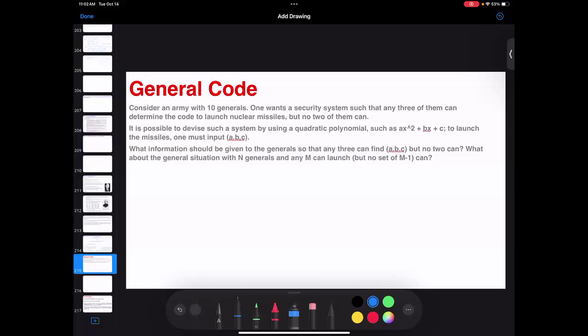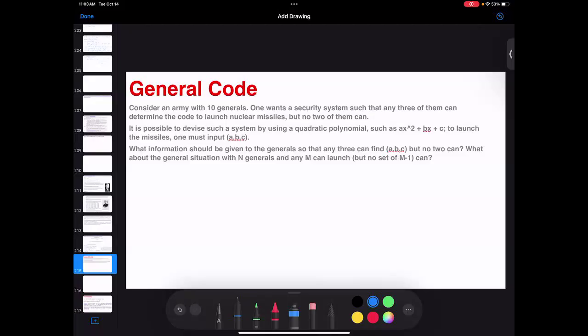But maybe when you're trying to decide who gets what information, maybe if you have two people who are married, maybe they should not be two of the three people to launch. And so there are lots of nice ways you can tweak stuff like this. So this is something to think about.